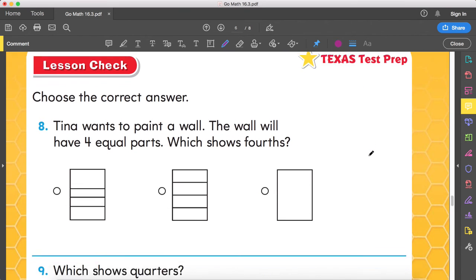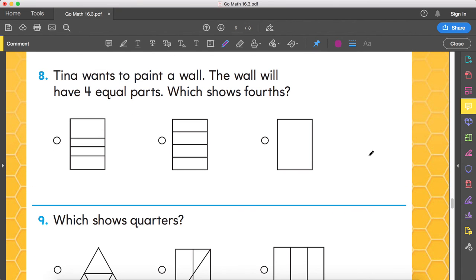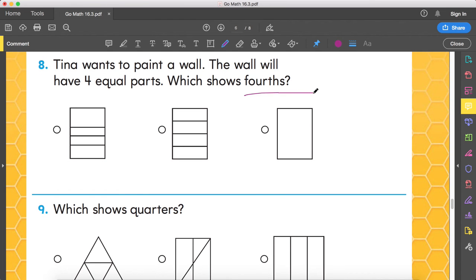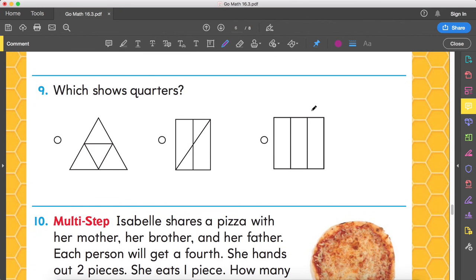Lesson check. You guys need to choose the correct answer. Tina wants to paint a wall. The wall will have 4 equal parts, which shows fourths. They have to be 4, and they have to be equal. Number 9, which shows quarters. It has to be quarters, which means 4, and they have to be equal.